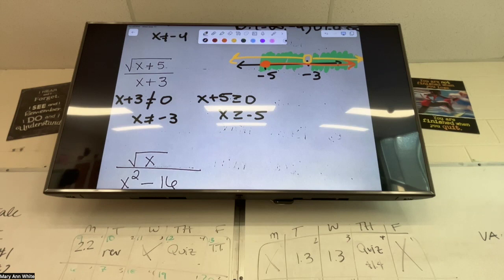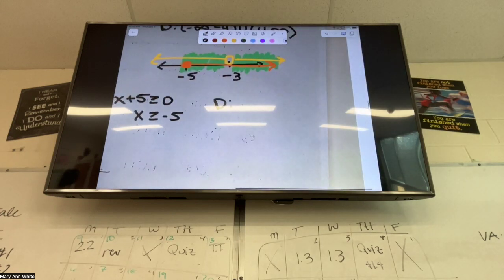What am I going to write as my domain here? Bracket, negative 5 to negative 3. Parentheses or bracket? Oh, parentheses. And then union, negative 3.